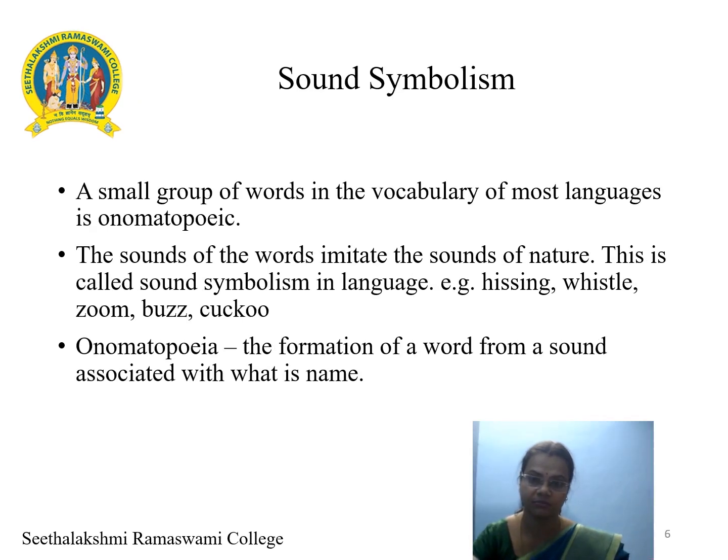Sound symbolism. The pronunciations of certain words suggest their meaning. A small group of words in the vocabulary of most languages is onomatopoeic. The sounds of the words imitate the sounds of nature. This is called sound symbolism in language. Example: hissing, whistle, zoom, buzz, cuckoo. Onomatopoeia means the formation of a word from a sound associated with its name.